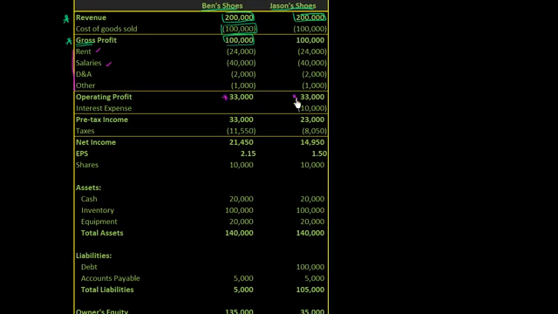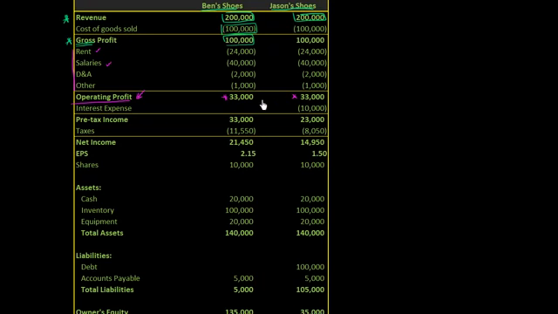What operating profit tells you is how much profit is coming from the business. It's before we think about how the business is structured. It doesn't think about things like interest income from your bank account or interest expense on any loans you have. It's from the business itself, operating profit. And since these are identical businesses, they have the same exact operating profit.